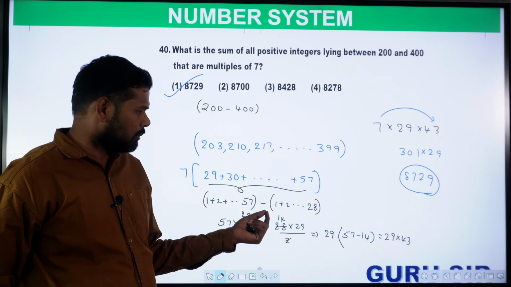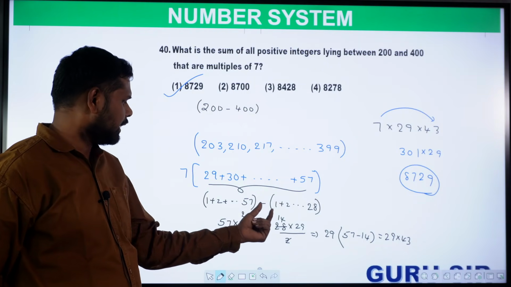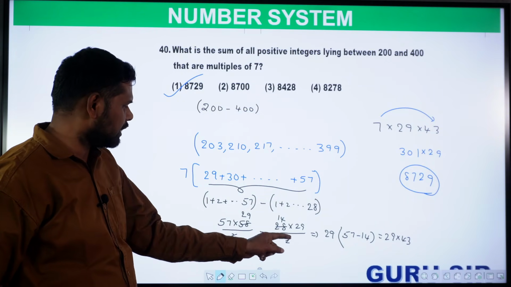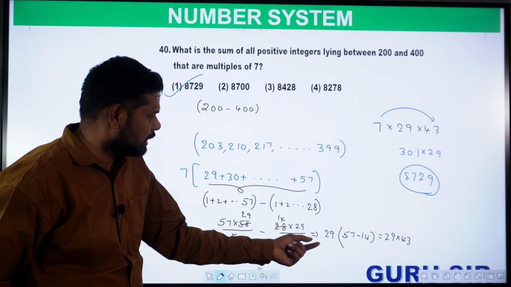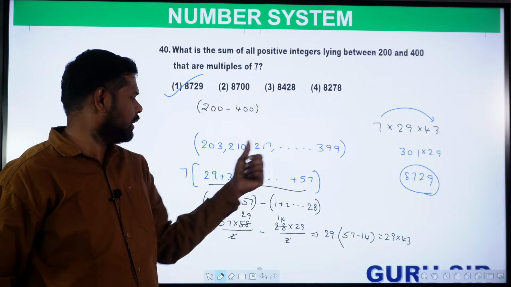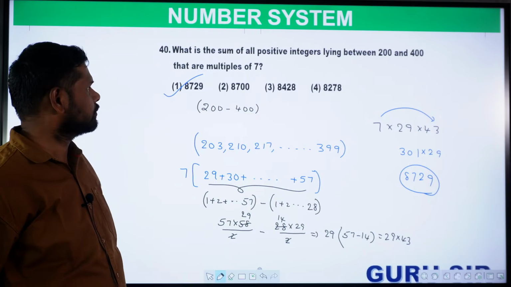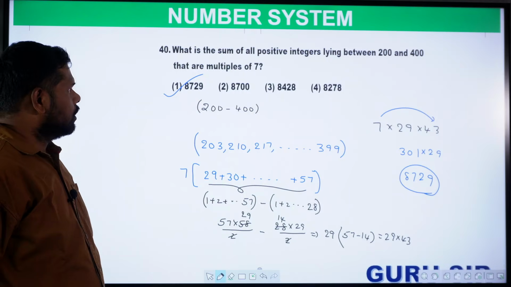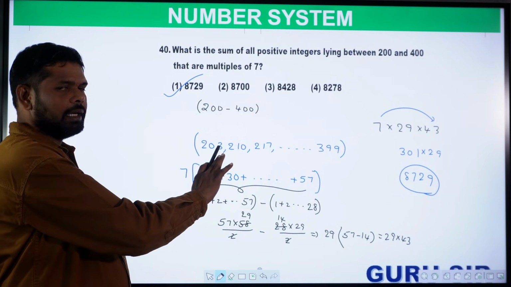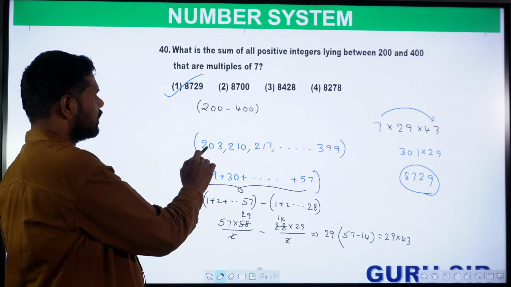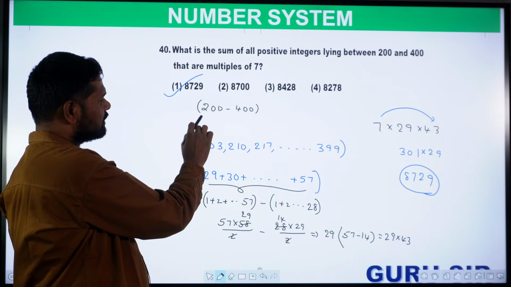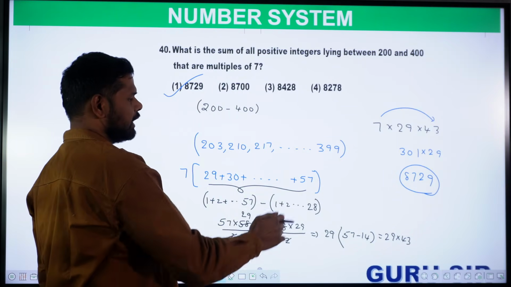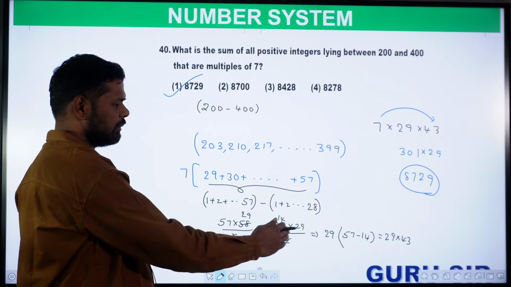Many methods are there, but we discussed this concept: the sum of the first n natural numbers, 1 to 57, then subtract 1 to 28. Here I am applying that to 29. In these two numbers 29 is common, then 57 minus 14 is nothing but 43. 29 into 43 into 7 is the required answer. This is a purely calculation-based question. The first multiple of 7 after 200 is 203, found by analysis with the 7 table, and the last is 399. Then 7 is common in the sum, and the remaining is the procedure.